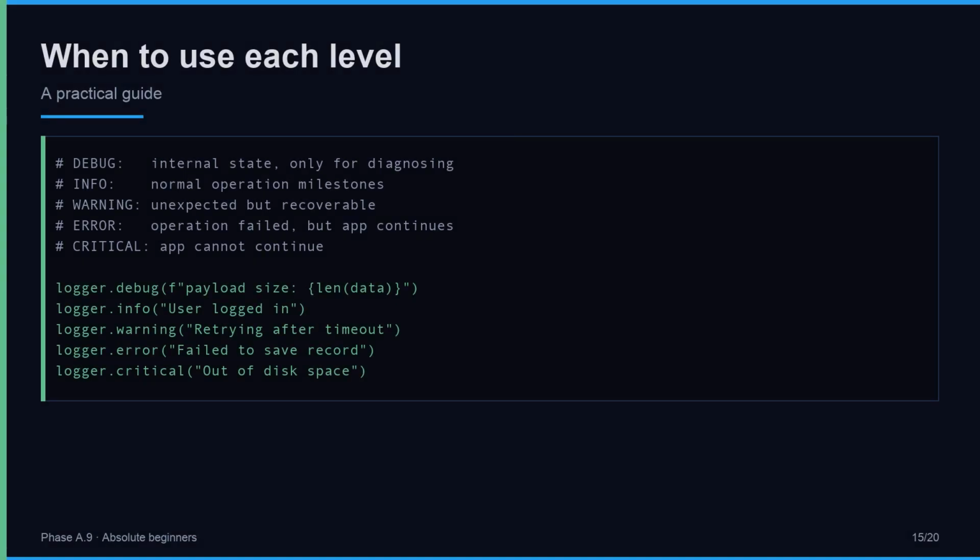A practical guide to picking a level. Debug is for internal state you only need while diagnosing, like payload sizes. Info is for normal milestones, like a user logging in. Warning is for something unexpected but recoverable, like retrying after a timeout. Error is for a failed operation when the app keeps running, like failing to save a record. Critical is for a fatal problem, like being out of disk space. When in doubt, pick the lower level. You can always raise it later.